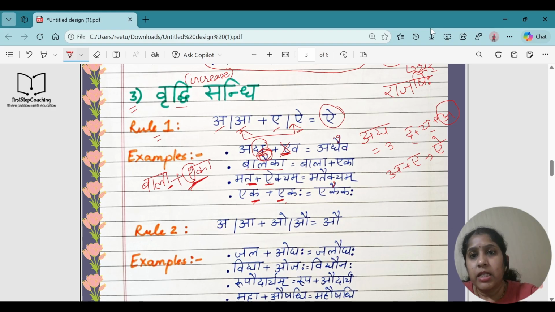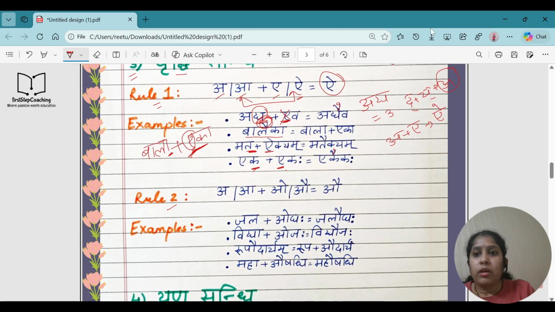Correct? Right? Now, let's go for the second rule of Vriddhi Sandhi, which is again the first word is ending with either a or aa, and the second word is starting with o this time. Okay, o or au, it is starting, and the first word is ending with a or aa, then it is going to increase. It is going to become au. Right? Like if we see some examples, jal plus ogah is becoming jalaugah. So now jal, la, which is made up of half la plus a, correct?